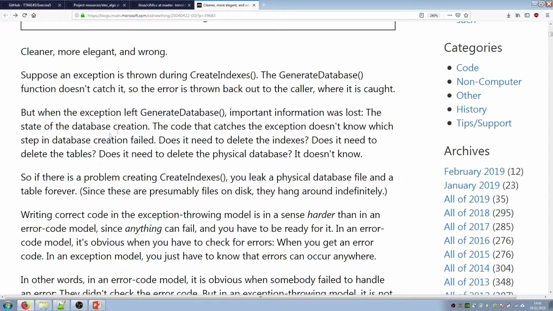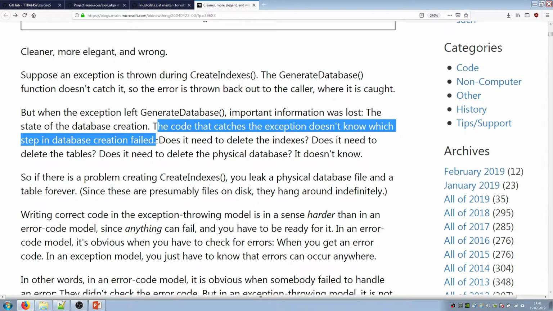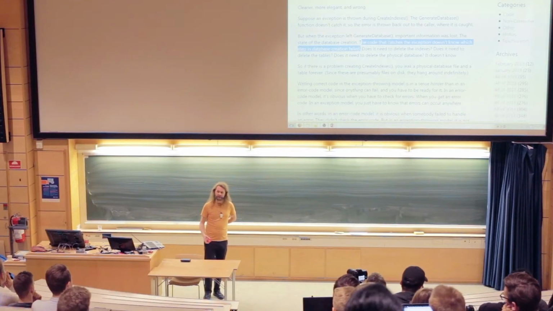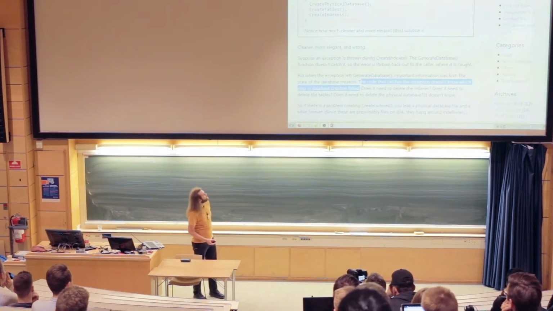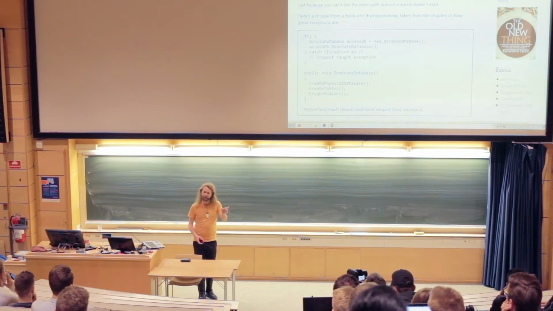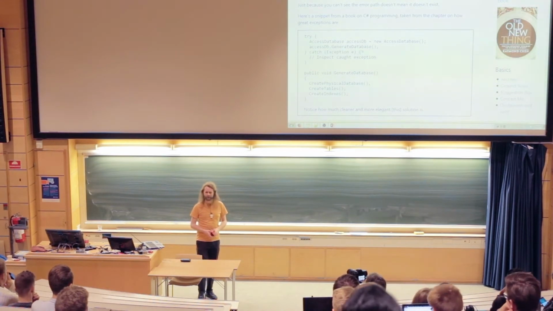Important information was lost: the state of the database creation. The code that catches the exception doesn't know which step in database creation it failed. Now, this is a complete strawman argument, because you can do the exact same thing with error returns. If these three things returned an error return, and then you just took a logical OR between all of the error values and returned that one, you don't know which thing failed. You just know that one of them failed.